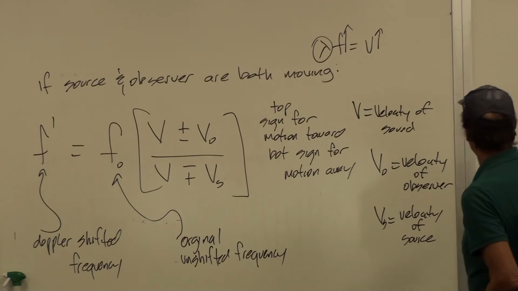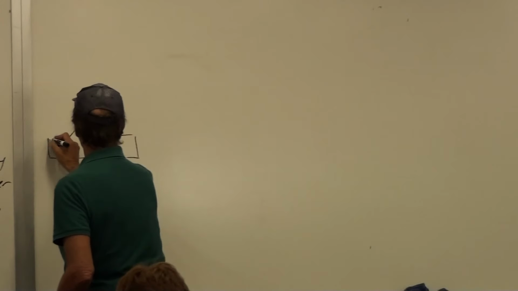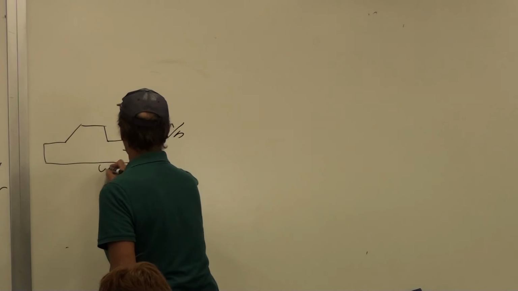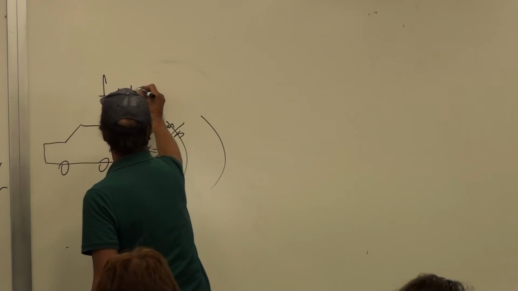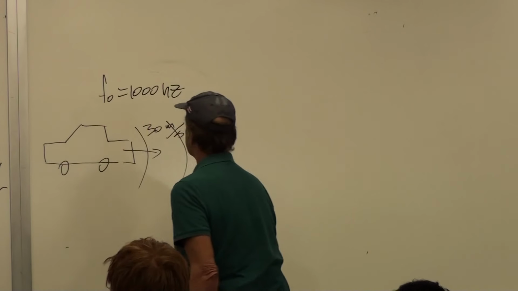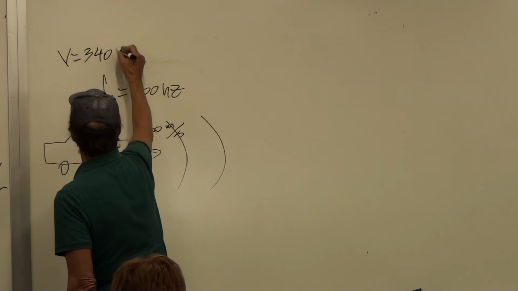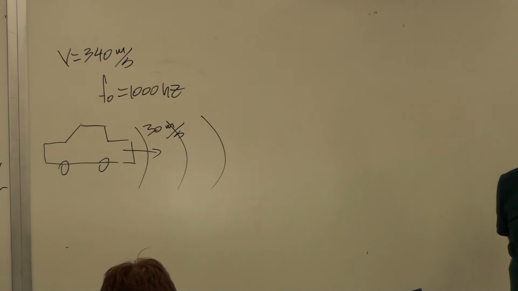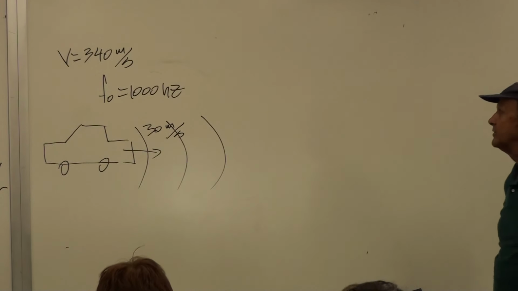Okay, so here, let's say that we have a siren, ambulance flying along at 30 meters per second with a frequency of 1,000 hertz. And let's say on this day, the velocity of sound is 340 meters per second. Now, I might give you a slightly different velocity of sound depending on the problem. And remember, that is a function of temperature. So the speed of sound isn't always exactly the same value.